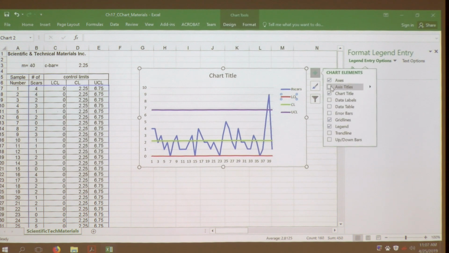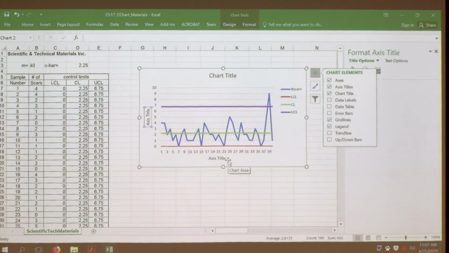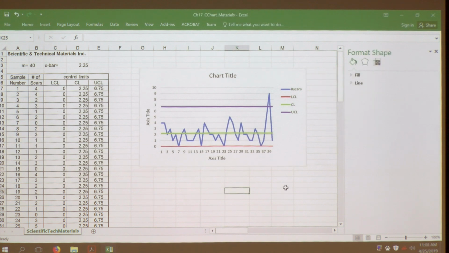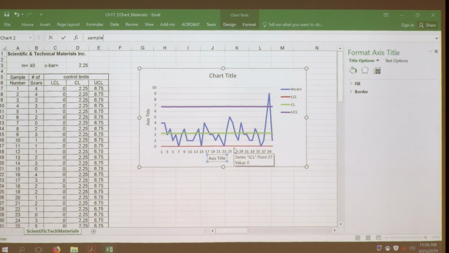Now if you want to add the axis title, you can put axis title. Now this is your control chart. Now to this point, feel free to click on the chart, like the axis titles. You can change them. So for this one, what is the x-axis? Yes, sample number, right? Still the sample number, or sample index. What is the y-axis? Yes, number of scars.